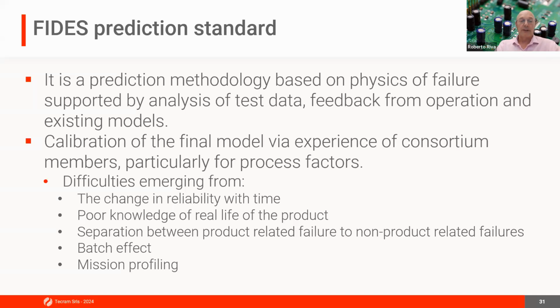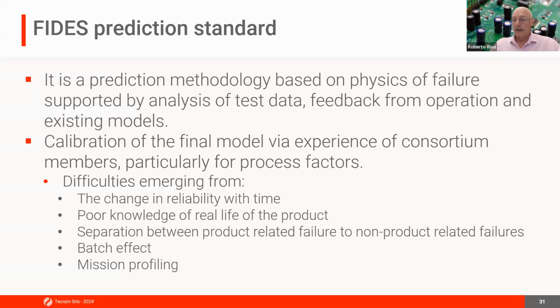And the sort of difficulty that emerges is that reliability is something that changes in time. We have poor knowledge of the real life of the product. When you have a product in the field, you don't know how it's going to be used. You don't know the stresses it was subjected to. There is the separation between product-related failures and non-product-related failures. You could also have a batch effect.